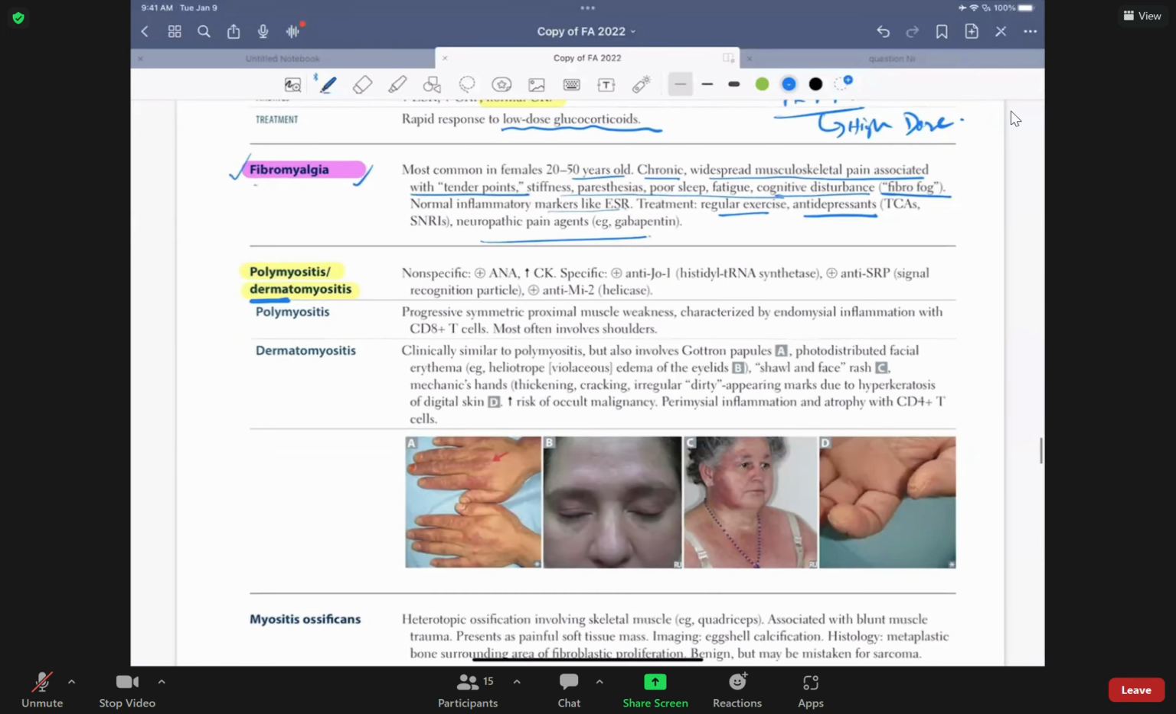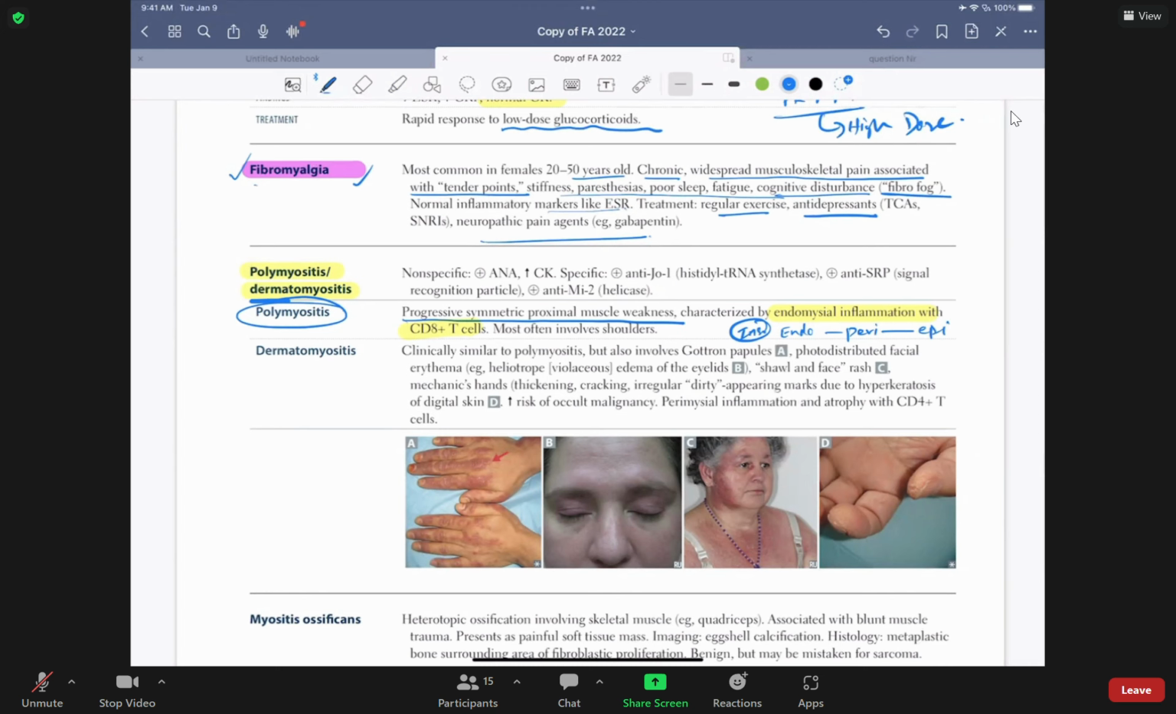Now, if you see here, polymyositis is a progressive symmetric proximal muscle weakness characterized by endomysial inflammation with CD8. You see, endomysium, that means all the way in. Is that clear, folks? All the way in. I always write next to it so you don't miss. Endo, peri, and then epi. So you know this is inside, and that's outside. That's the order, folks. So polymyositis is an inflammation of the endomysium. Are we clear with this?